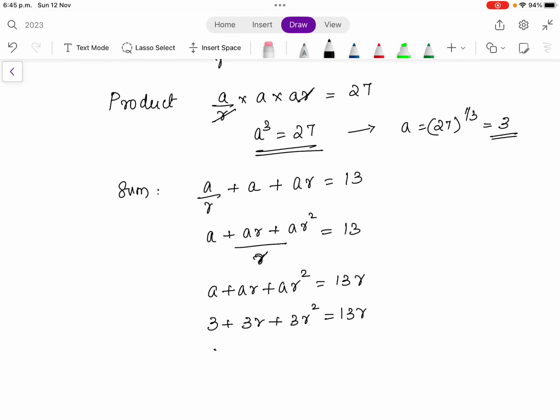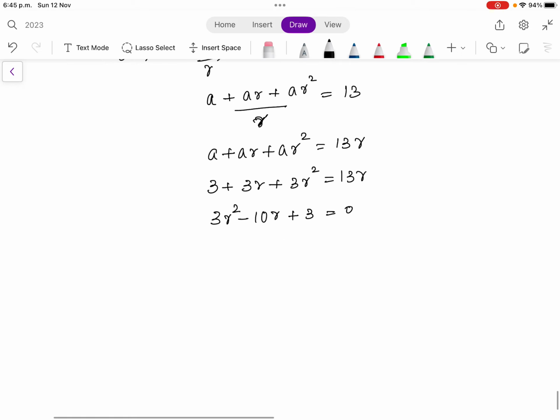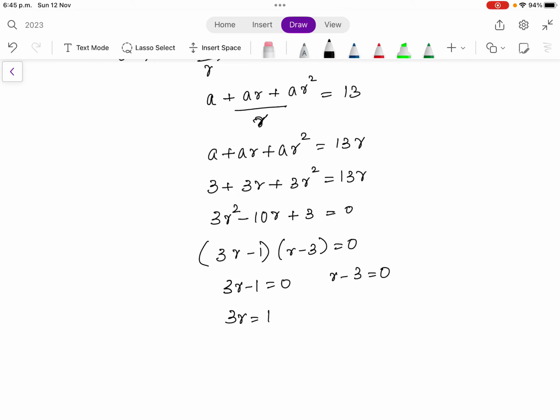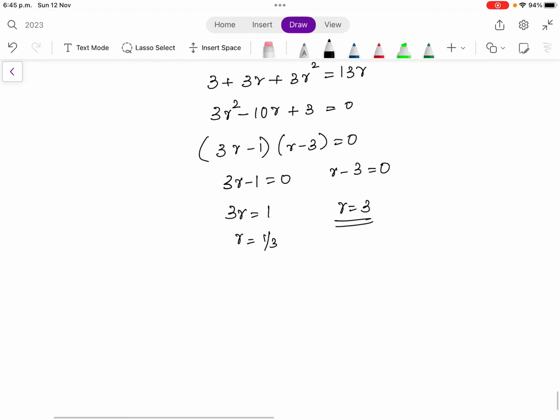I can bring everything to the left side. So 3R square minus 10R plus 3 is equal to 0. And it is just normal algebraic simplification of factorizing. So (3R minus 1)(R minus 3) is equal to 0. So 3R minus 1 is equal to 0 and R minus 3 is equal to 0. So R is equal to 1 over 3, and here R is equal to 3. So now we have A is equal to 3 and R is equal to 3 and R is equal to 1 over 3. So there are 2 values of R.